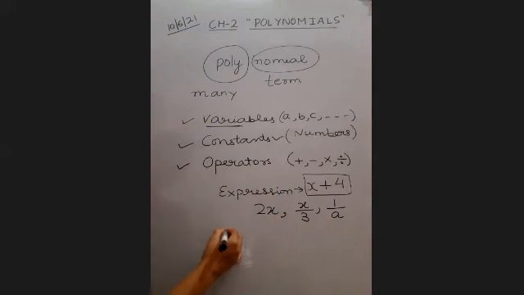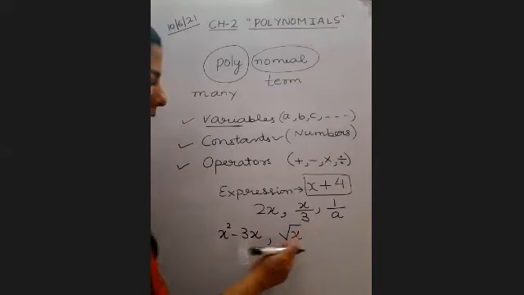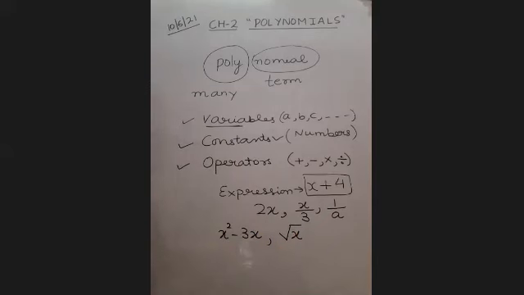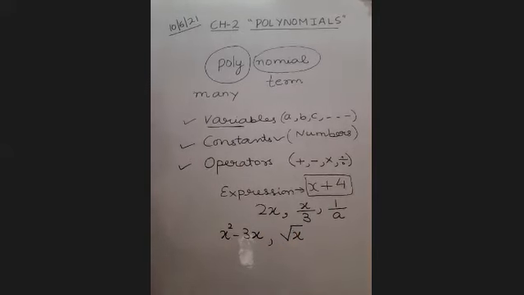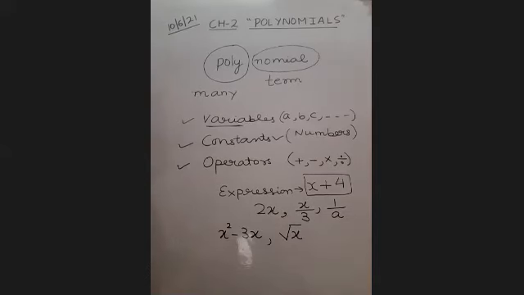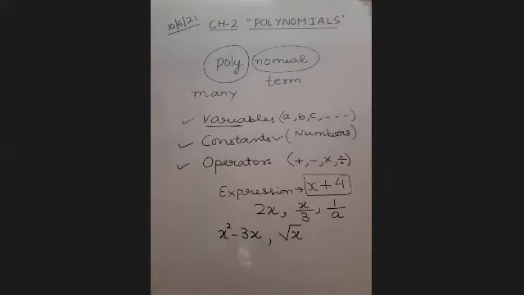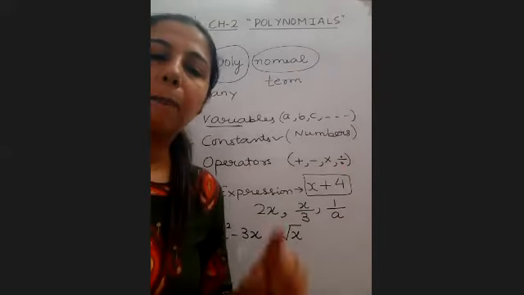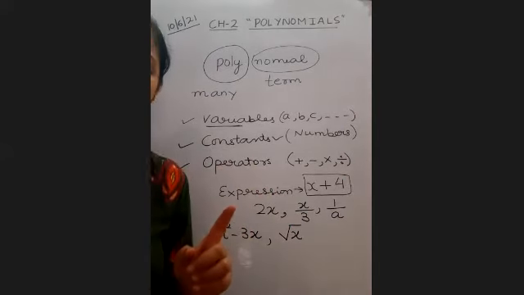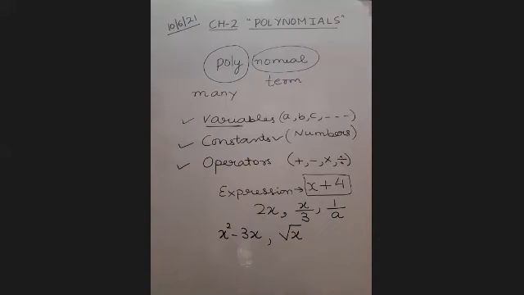If I have x square minus 3x, another expression. If I have root x, another expression. So these are the various expressions we talk of. But out of these expressions, children, there are some expressions in which the power of the variable is a whole number. Such expressions are known as polynomials.